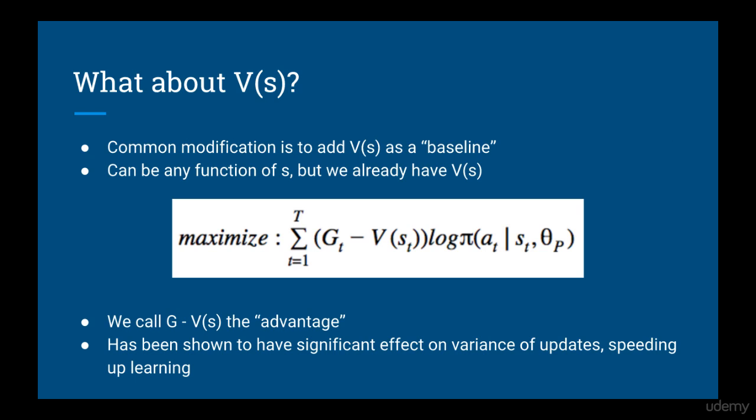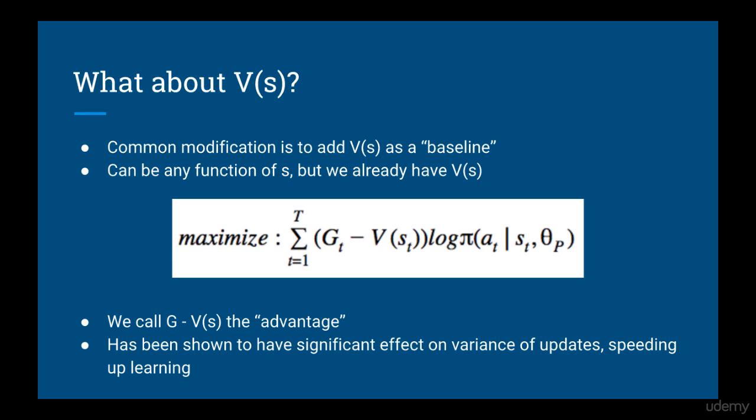You'll notice that earlier in this lecture I mentioned using an approximation of v of s as well, but so far that hasn't come into play. One common modification of the policy gradient that we are going to use is to add a baseline. So instead of our constant being just g, it'll be g minus v of s, our prediction of the value at state s. The baseline can actually be any function that depends only on s, but of course since we already know about v, it seems the most appropriate choice.